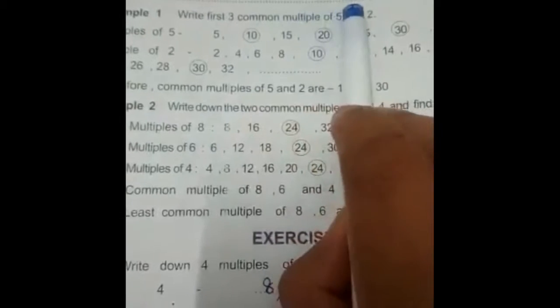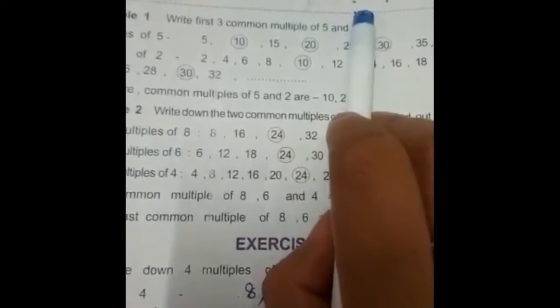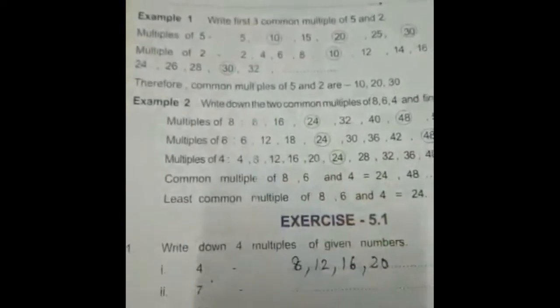Which number is the smallest multiple of 5 and 8? 5 and 8, what is the smallest number? 40 will be the smallest multiple because it will come in the 5 table and the 8 table also. 8 5s are 40.